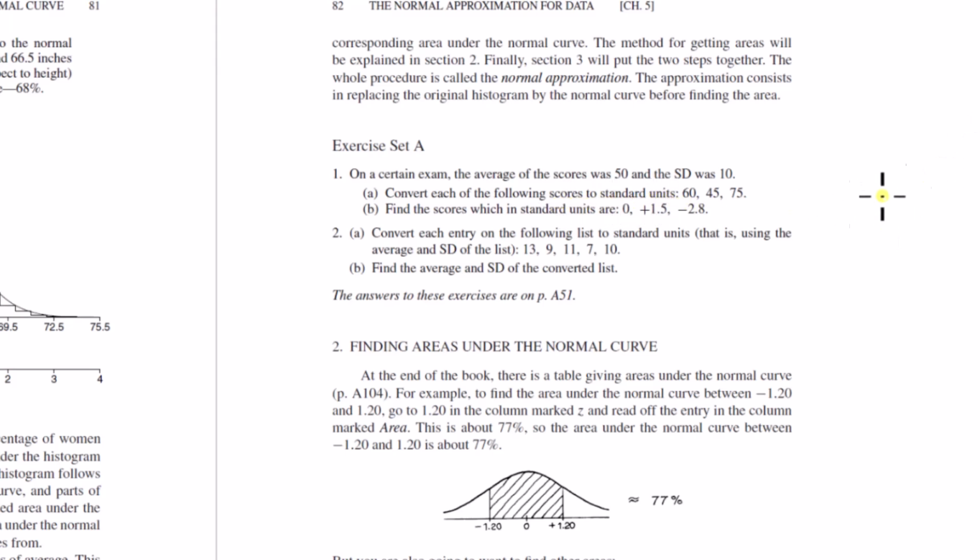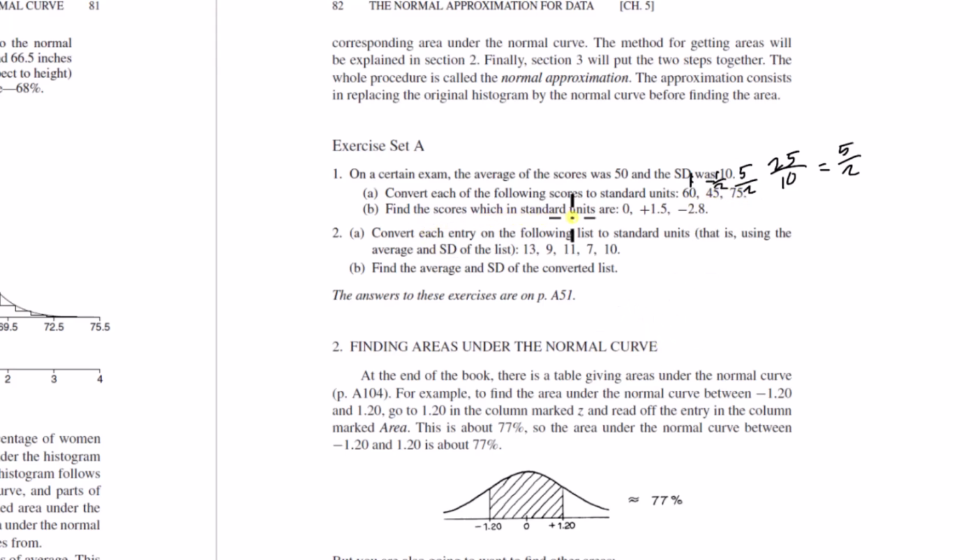This is really easy. What is 60 in standard units here? 60 would be 1. It's 1 standard deviation above the average. It's 10 units above 50. The standard deviation is 10. What about 45? This is minus 1/2. It's 5 units below the average. 5 units is 1/2 of a standard deviation. What about 75? That's 25 units above the average. How many standard deviations is that? 25 divided by 10. 5/2. That's it. That's these 3 numbers in standard units.